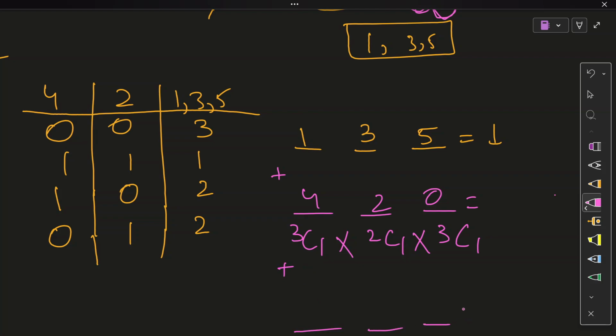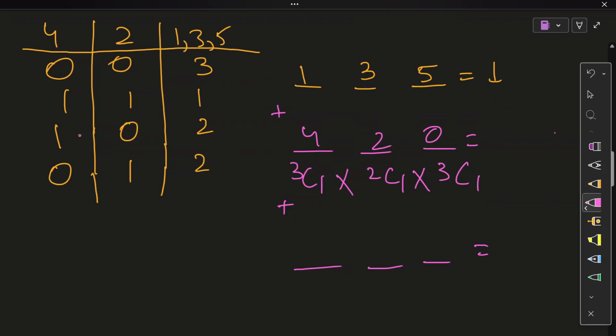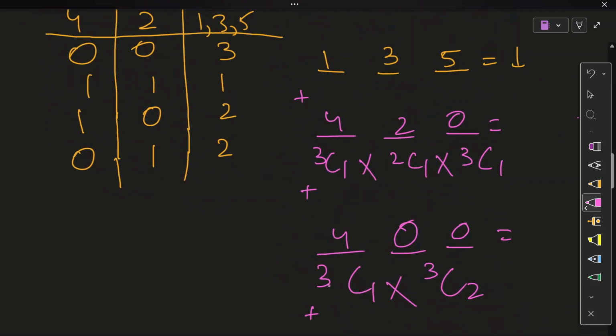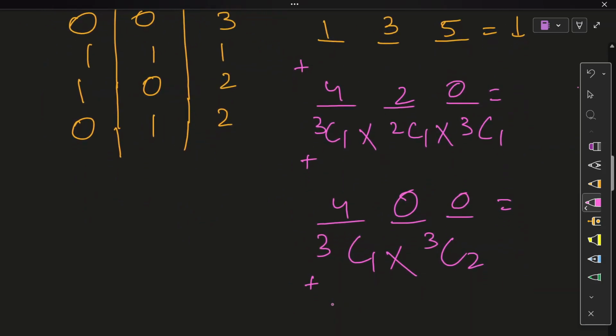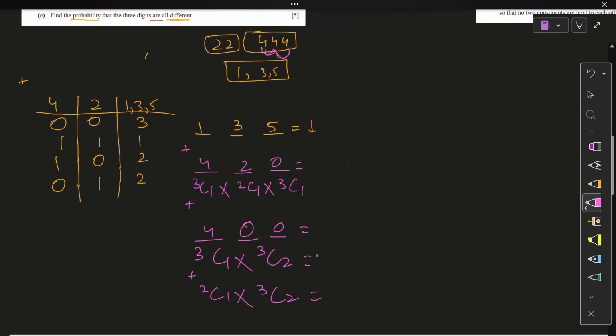Third case. What is the third case? Third case states that I have 1 four, and any two from the non-repeating box. So out of the three fours I had, one is selected, and out of the non-repeating box, which had three digits, two are being selected, 3C2. Final case. Out of the two twos, any one is being selected. Better terminology is anyone. So out of the non-repeating box, any two are being selected again. I hope that is clear. Let's get you the answer.